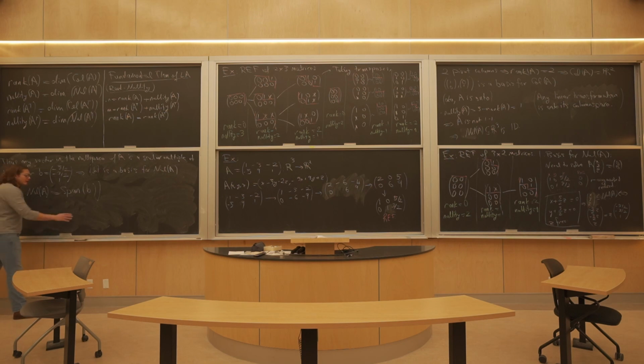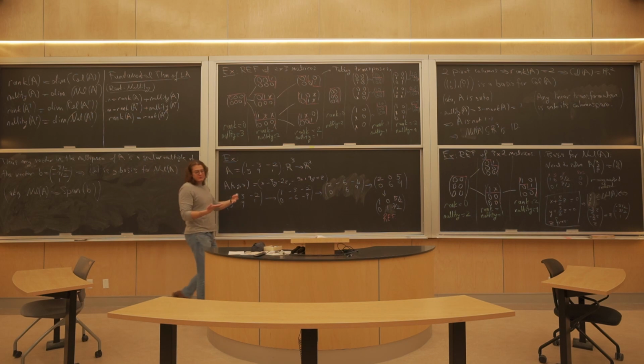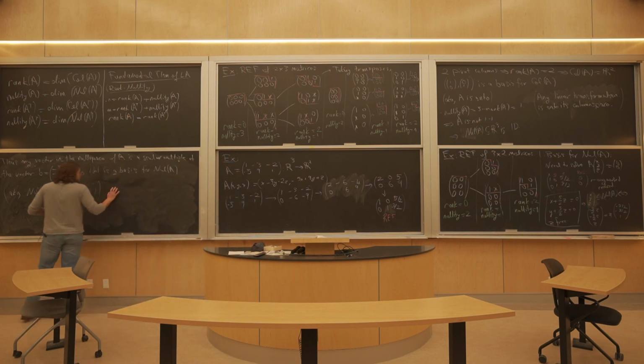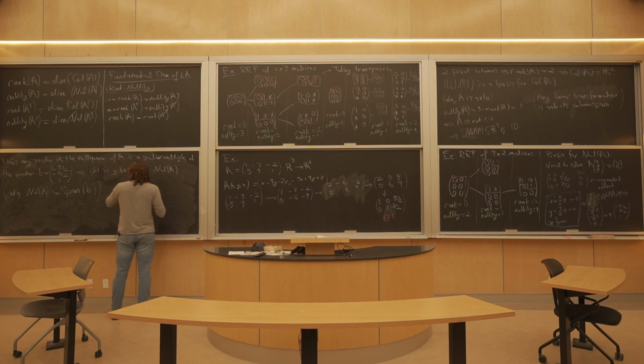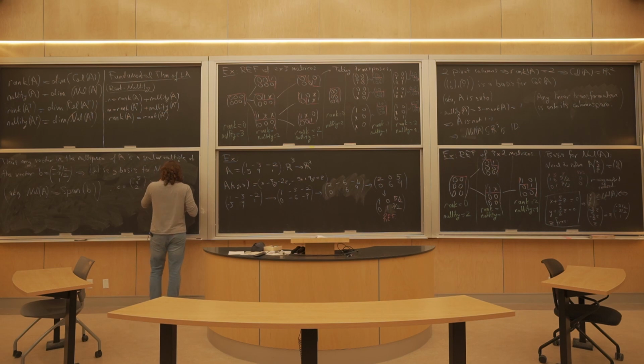Okay? Now, we're using this here, because it is not the case that a vector space has a unique basis. Given any subspace, there are many bases for it. So let me say, for instance, I could do this. C, which is minus 5, minus 3, 2, is also a basis for the null space.